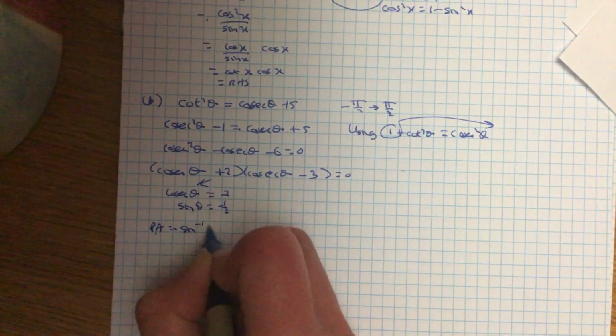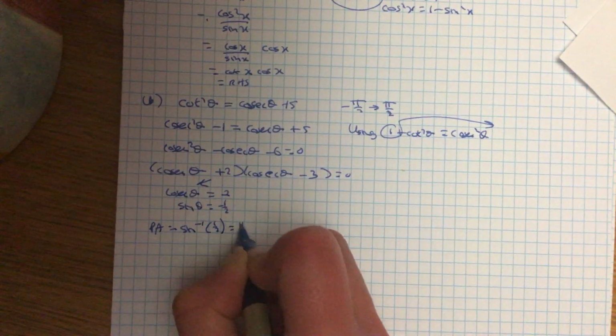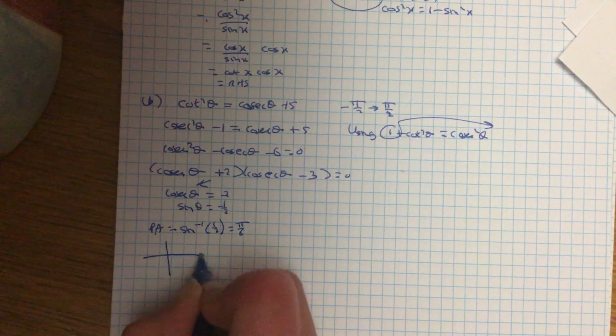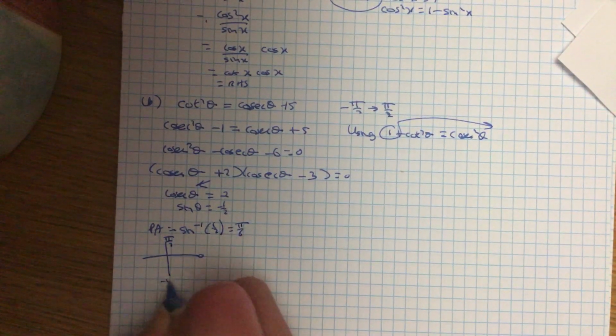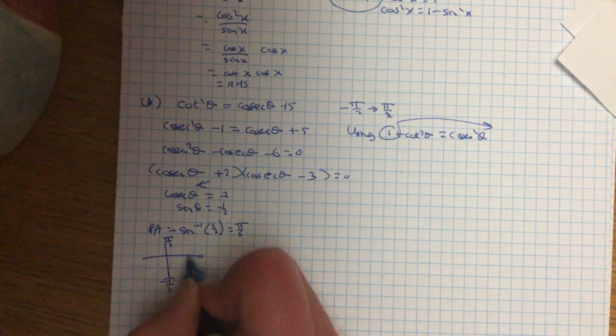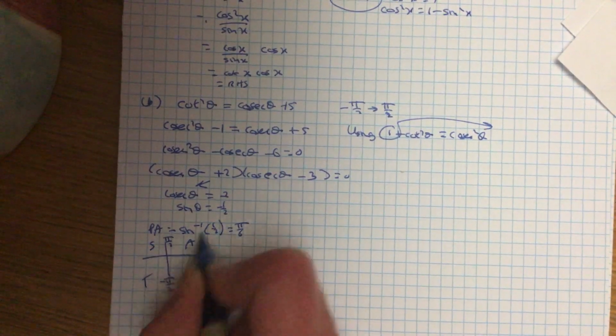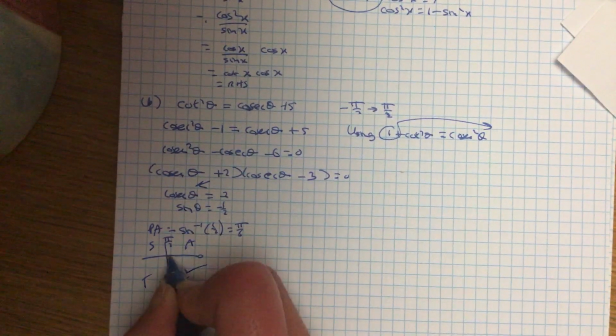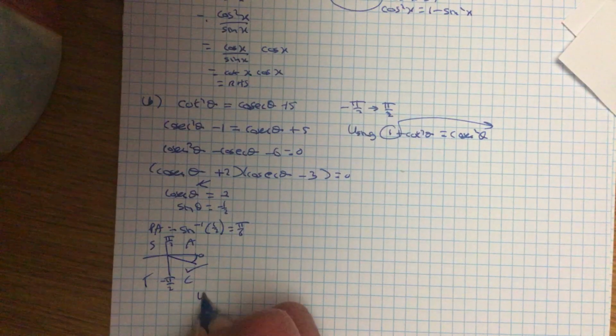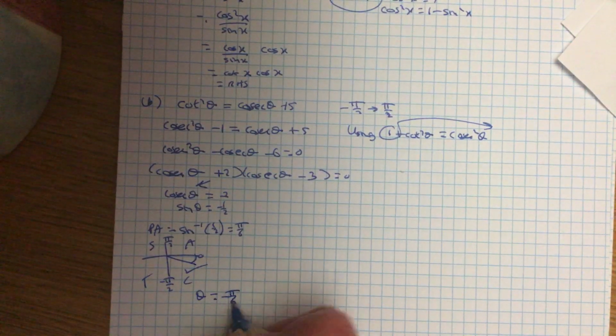Principal angle, inverse sine of a half is pi over 6. Split interval. But remember, you only have to go between minus pi over 2 and pi over 2. Your sine was negative, so it's this one. So your answer is theta equals minus pi over 6.